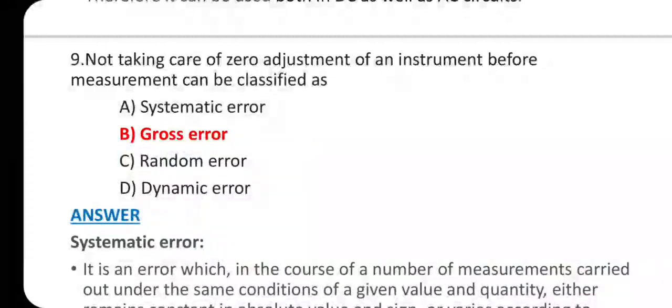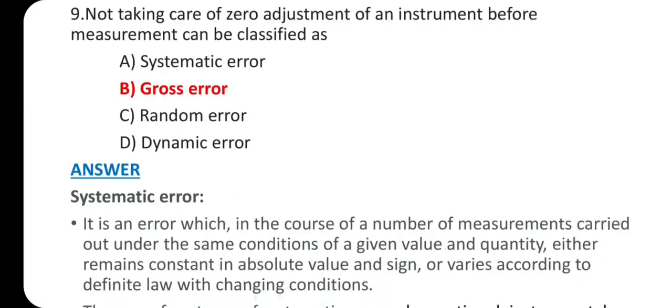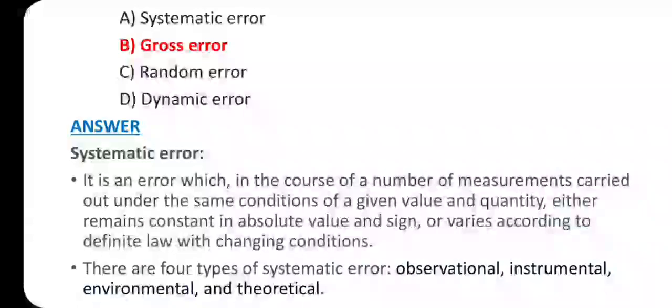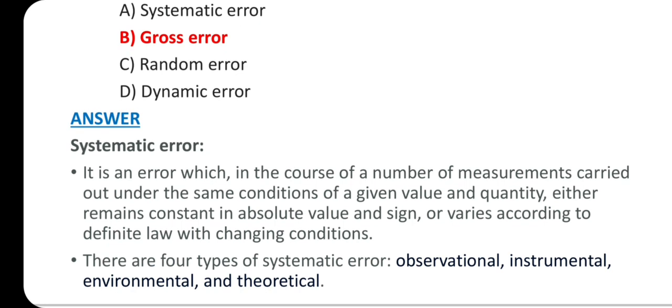Question number 9. Not taking care of zero adjustment of an instrument before measurement can be classified as. Answer is option B, gross error. What is systematic error? It is an error which in the course of a number of measurements carried out under the same conditions of a given value and quantity either remains constant in absolute value and sign or varies according to definite law within changing conditions.